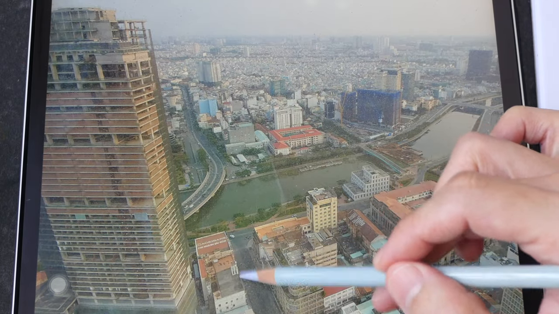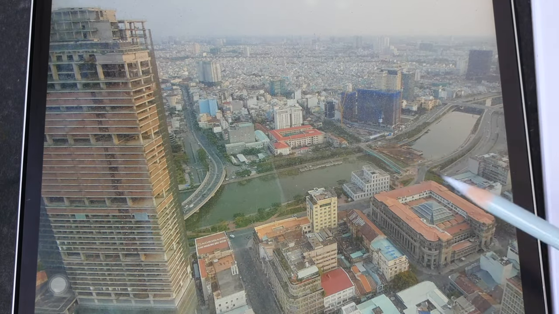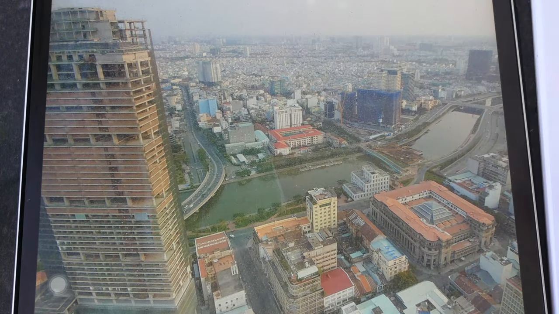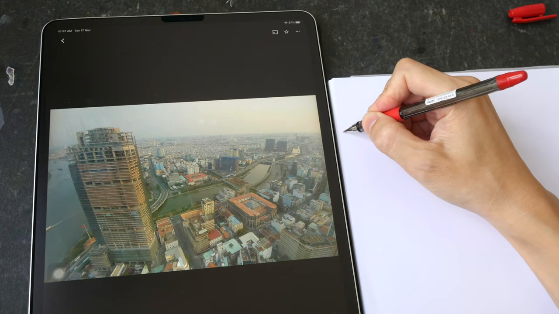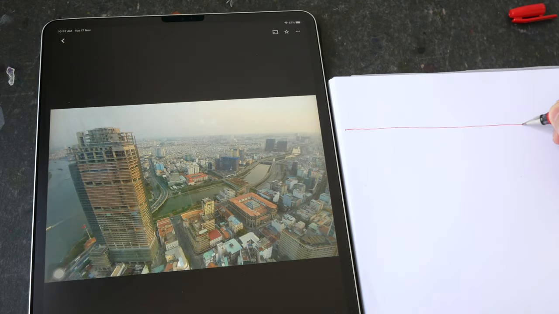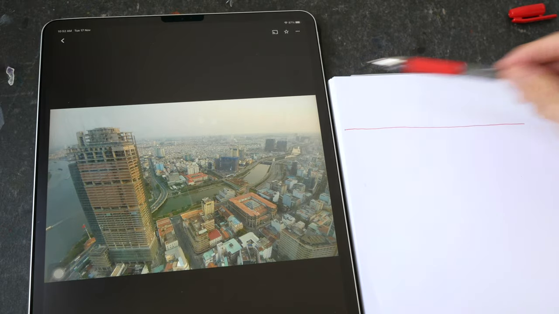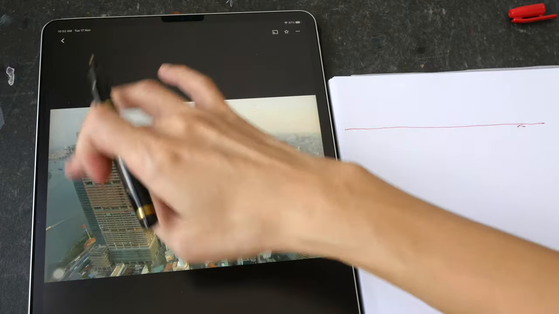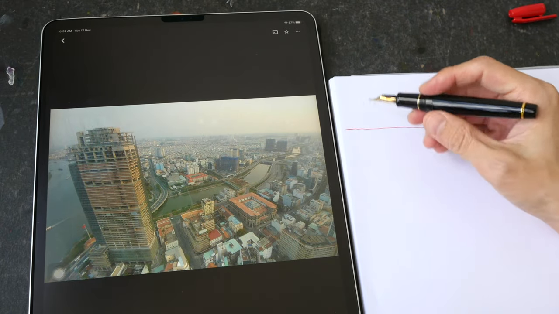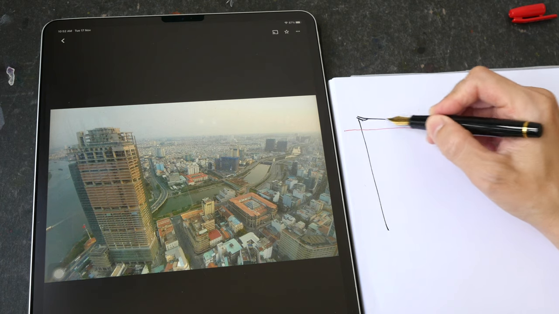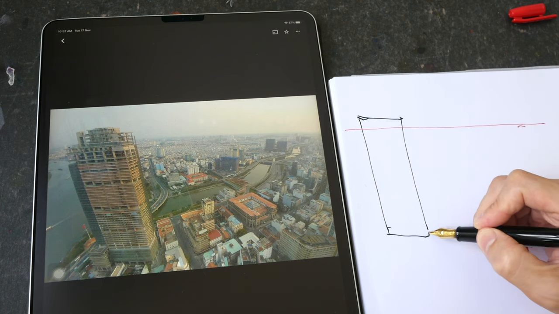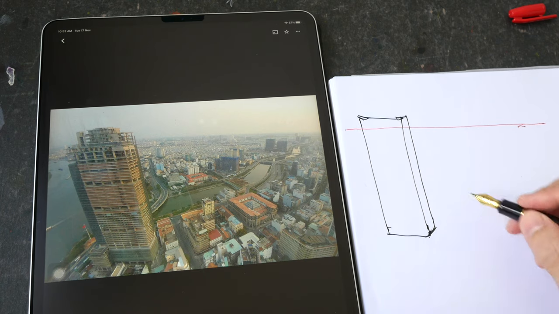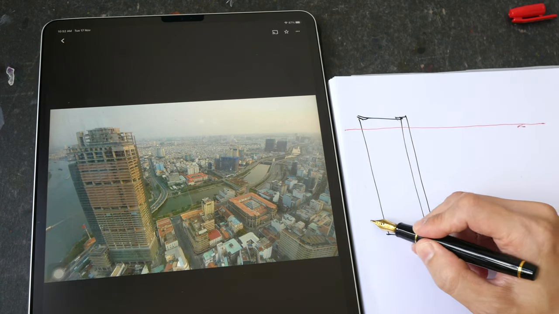All these lines here that are going into the horizon, they are actually going to a vanishing point. Let's draw the horizon line here. I'm placing this line just beside this horizon line. Okay, let's draw this building on the side here first. So this building, it's really tall. I'm drawing this building here so that I know where to draw the other buildings.